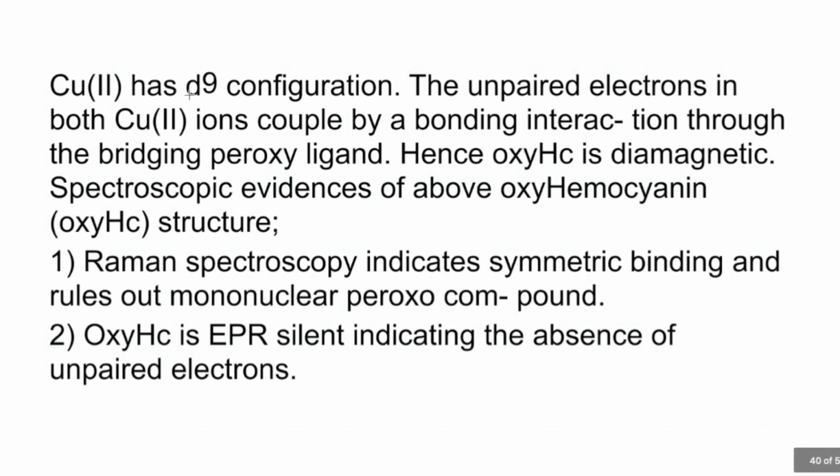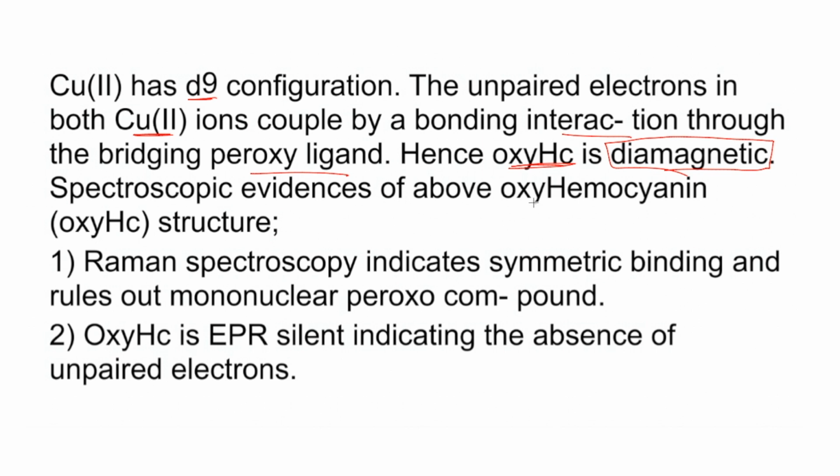Okay, so copper 2 has a d9 configuration. We all know that d9 configuration is very much active for Jahn-Teller distortion. The unpaired electrons in both copper +2 ions couple by bond interaction through the bridging peroxy ligand, and hence oxyhemocyanin is diamagnetic. Okay, these are points which you have to remember.